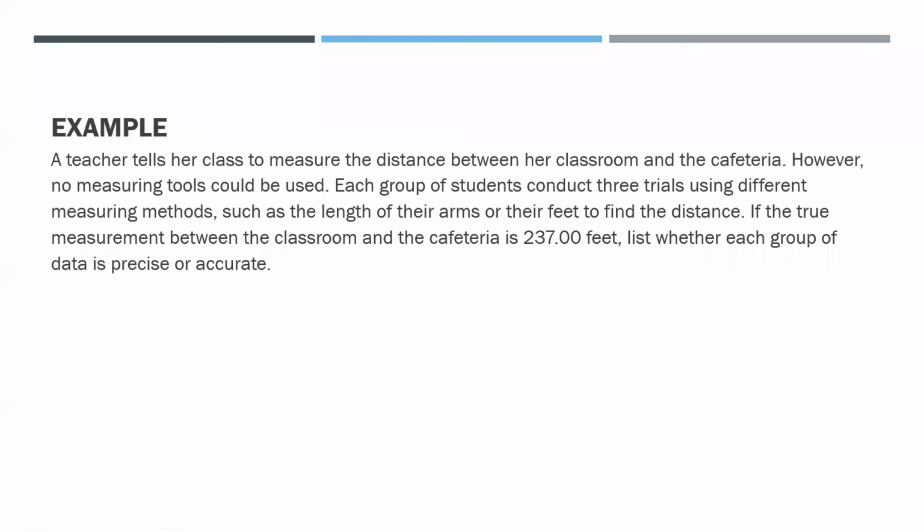A teacher tells her class to measure the distance between her classroom and the cafeteria. However, no measuring tools could be used. Each group of students conducts 3 trials using different measuring methods, such as the length of their arms or their feet to find the distance. If the true measurement between the classroom and the cafeteria is 237.0 feet, list whether each group of data is precise or accurate.